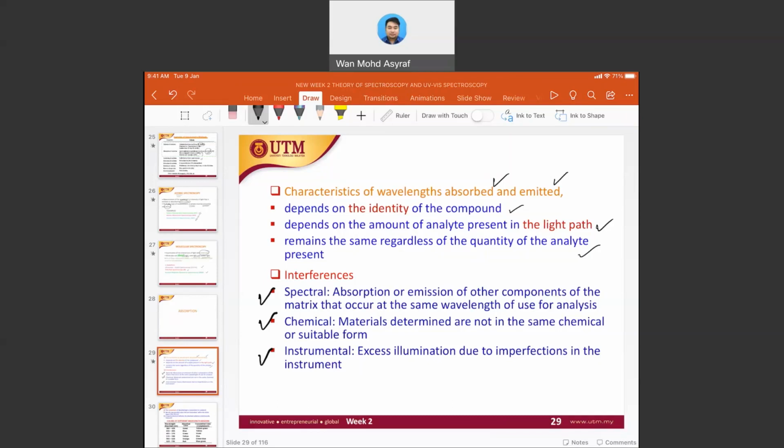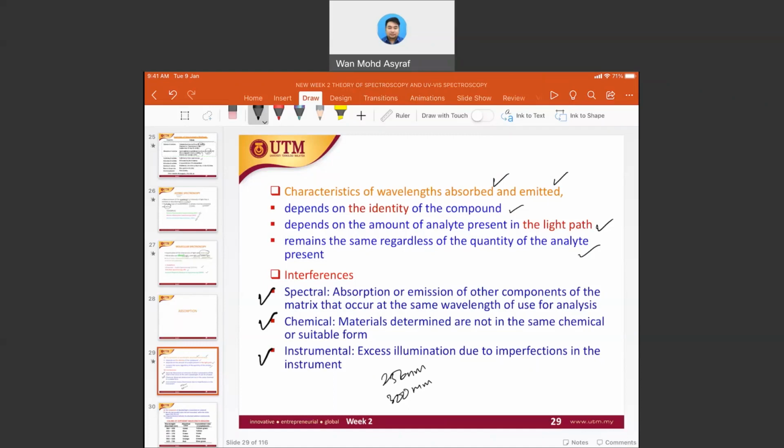Okay, how about chemical interferences? It is when the material determined is not in the same chemical or suitable form. And the last one is the instrumental interferences, which is the excess illumination due to the imperfection in the instrumentation. So maybe the instrument was supposed to light at 256 nanometer, but due to instrumental interferences, for some reason it just shines at 300 nanometer.